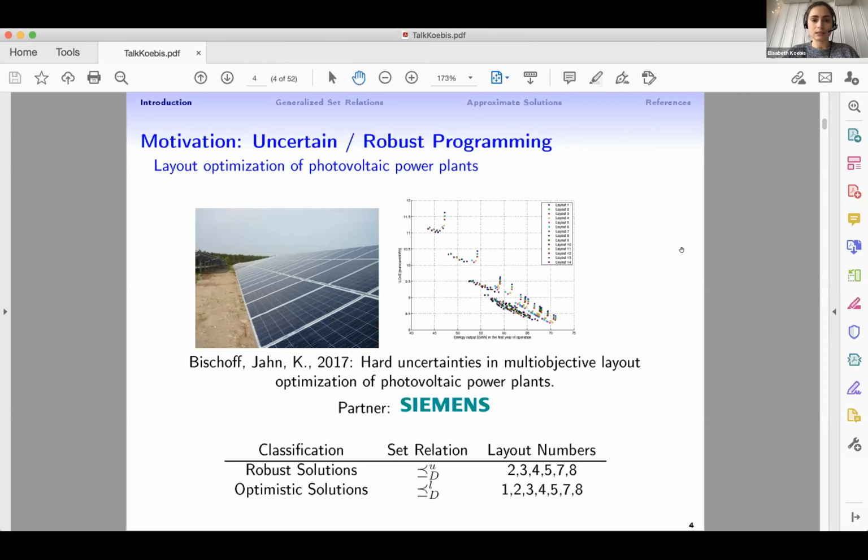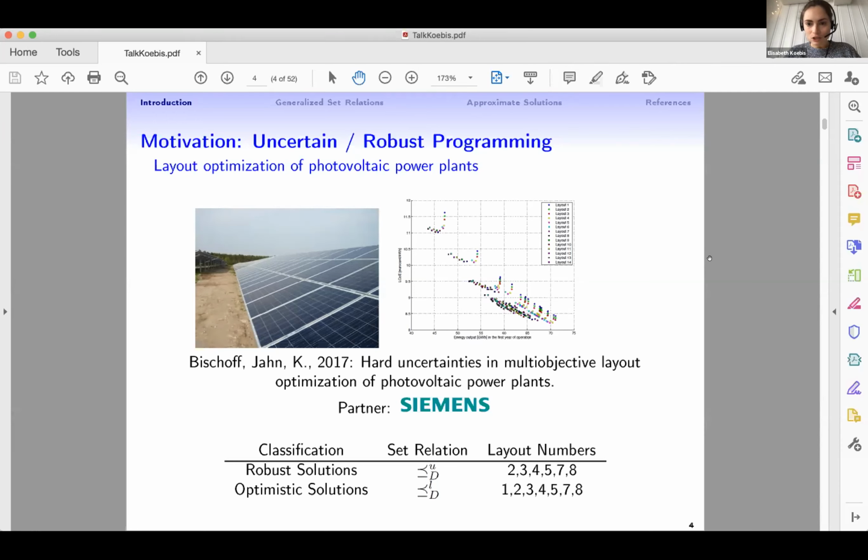And we had some uncertainties, namely the weather data providers. We were collaborating with Siemens, and Siemens had three different weather data providers that would supply us with their weather data, so we could use this to compute the energy output and the associated costs. Because there were multiple weather data providers, these would give us different values of the energy and the costs, which then led to three different points in the objective space. And we considered this as a set optimization problem. This is an example of how uncertainties in the objective function can lead to a set optimization problem.